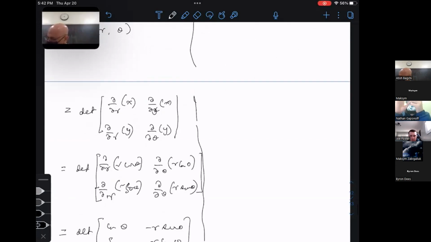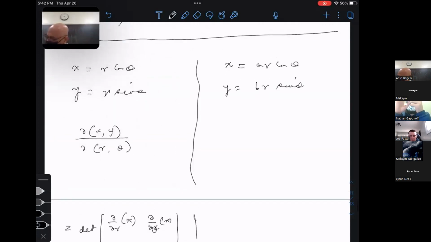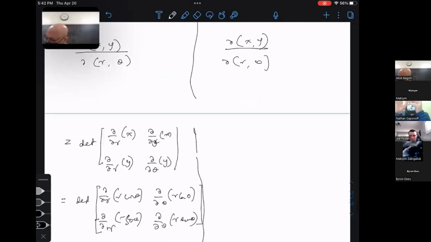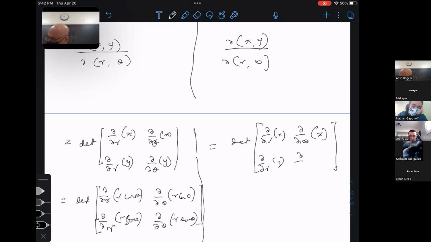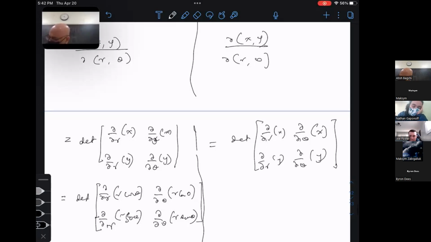except that I have a factor of a and b. This is equal to the determinant of del del r of x, del del theta of x, del del r of y, del del theta of y.